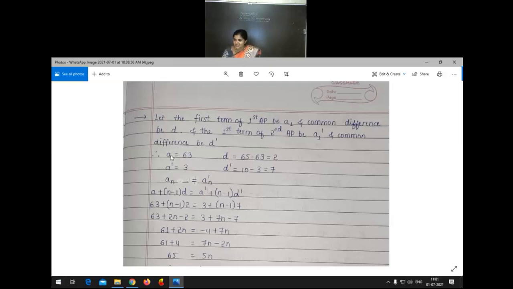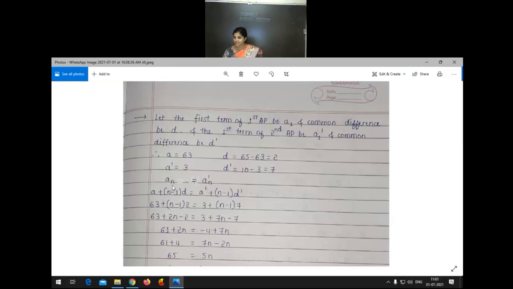You can see the question. The first AP has first term 63. A dash is equal to 3, so the second AP's first term is 3. The common difference of the first AP is 2, and the common difference of the second AP is 7. That you can observe now.